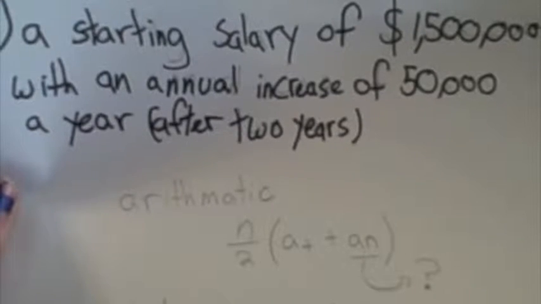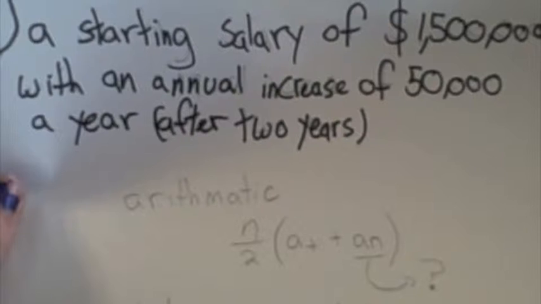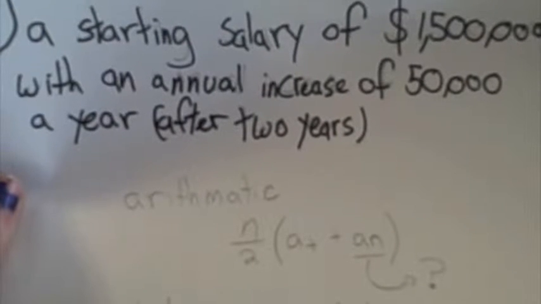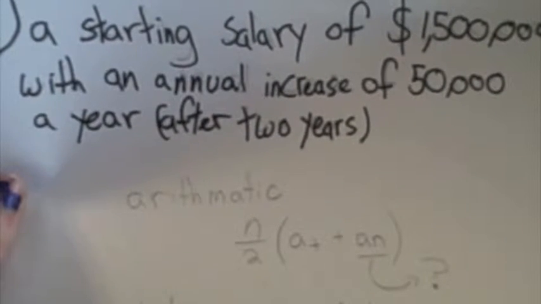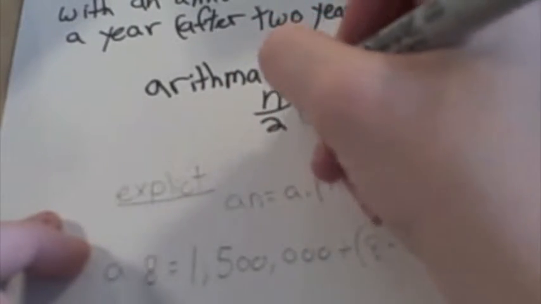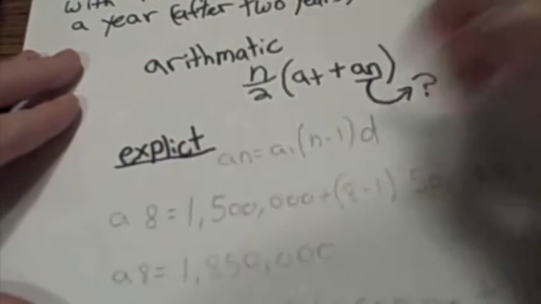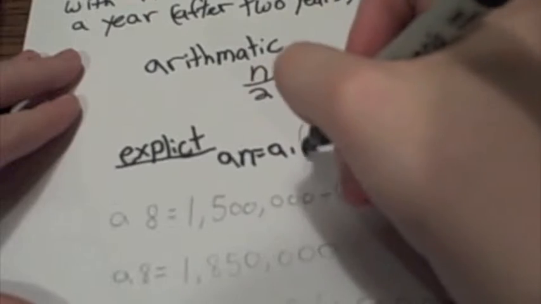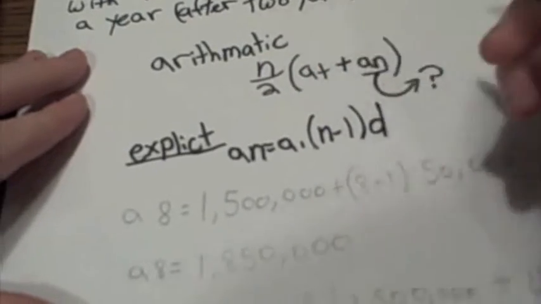First question. With a starting salary of $1,500,000 with an annual increase of $50,000, how many dollars would you get in 8 years? Now, this is an arithmetic question because we are adding. The equation we will use is n over 2 times (a1 plus an). But we have no idea what an is, so we have to use the explicit formula. For the explicit formula, we have an equals a1 plus (n minus 1) times d.